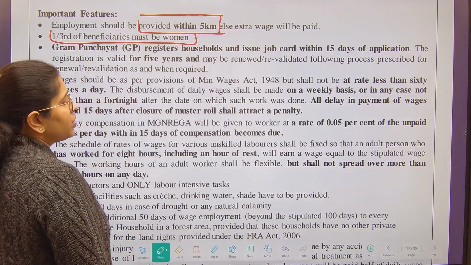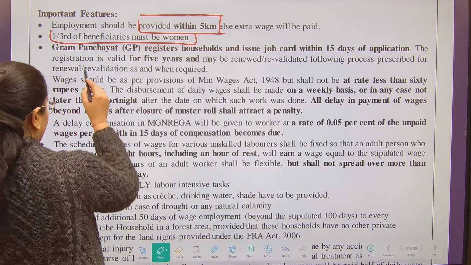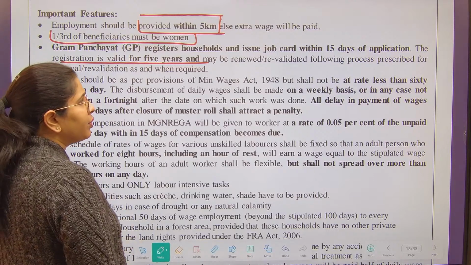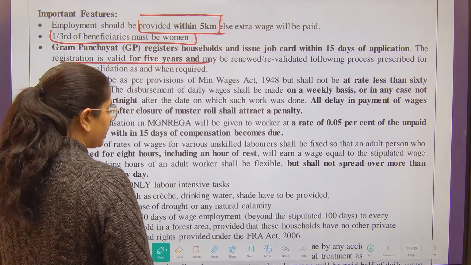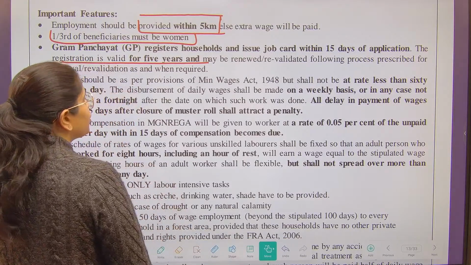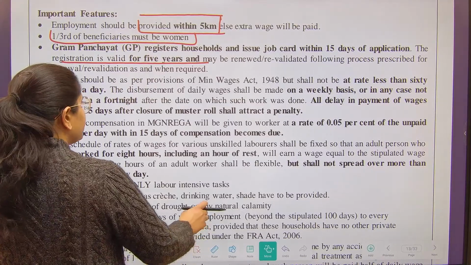Gram Panchayat registers households and issues a job card within 15 days of application. The registration is valid for 5 years, and it can be renewed or revalidated by following the specific process. So please remember, for how long does your registration under MG-NREGA remain valid? It remains valid for 5 years.